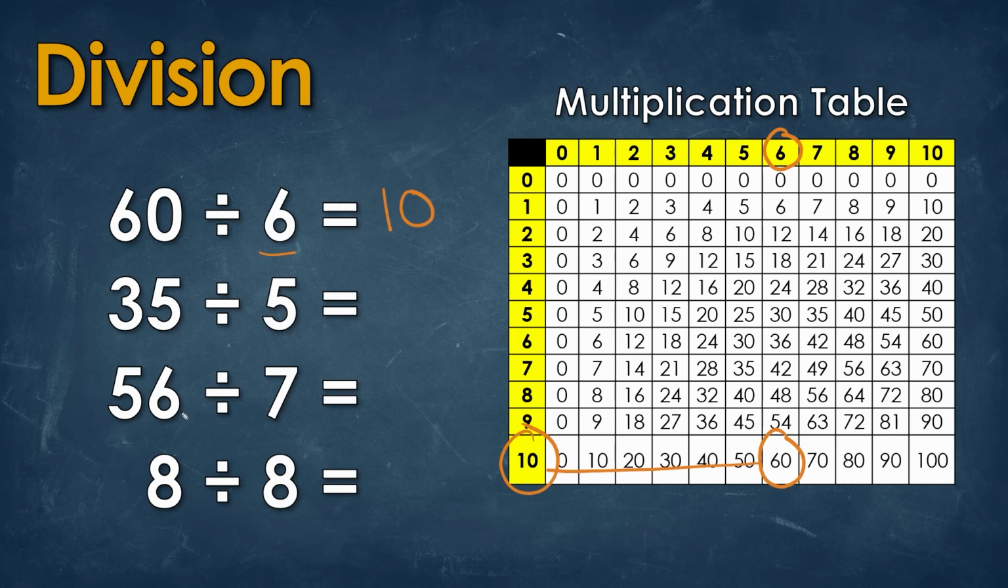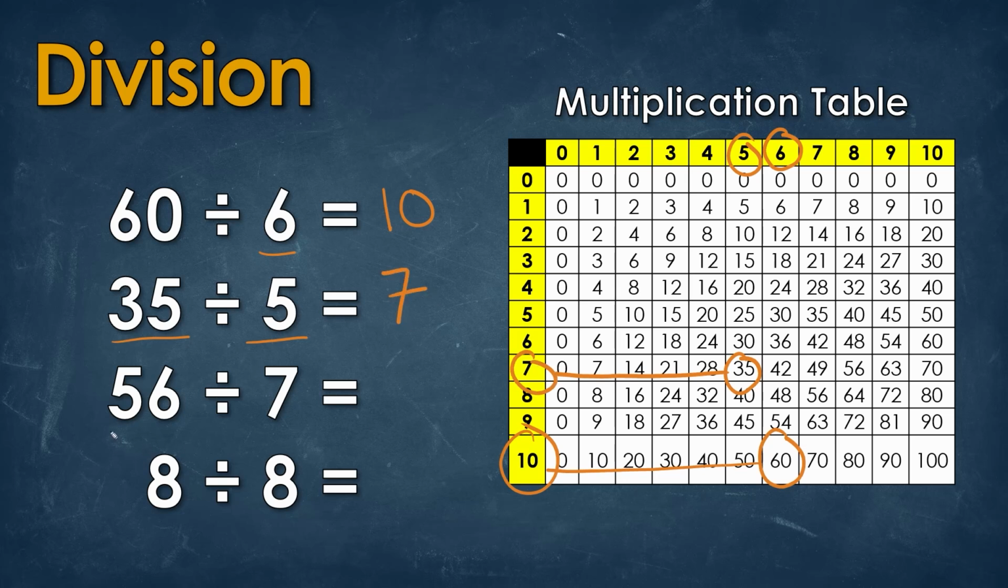Now if we try the next one, we have 35 divided by 5. So we look at 5, work our way down until we get to 35, and work our way back across to see that the answer is 7.